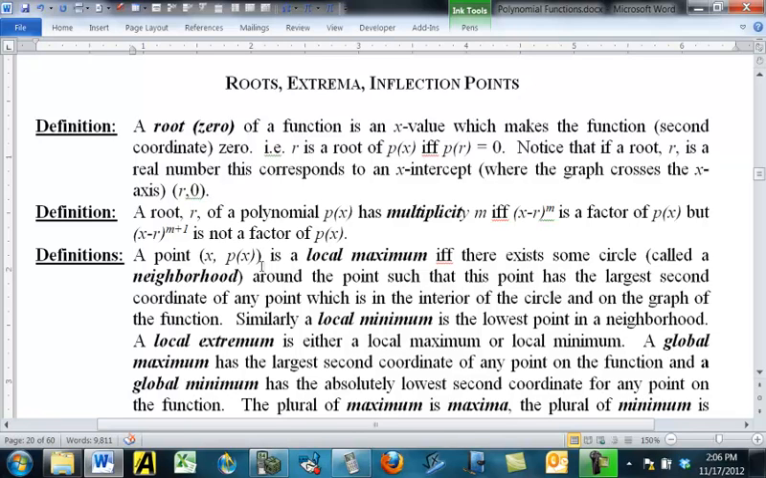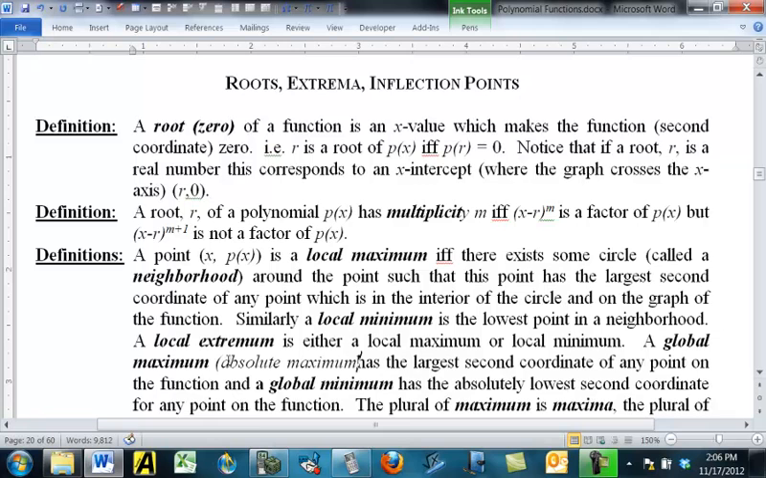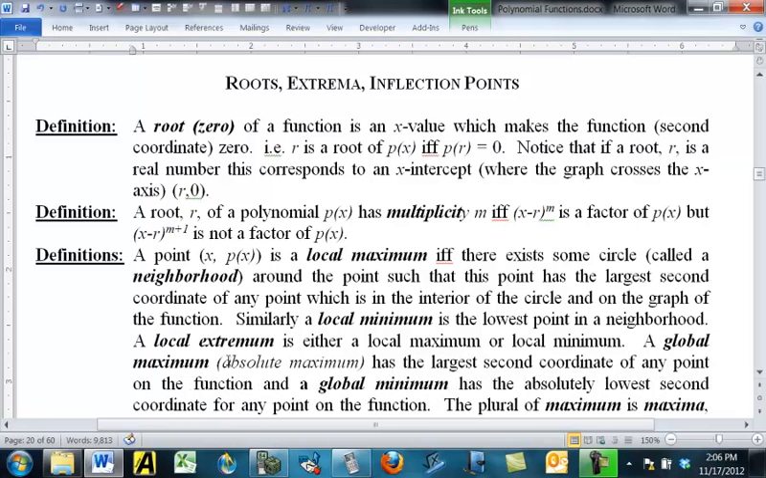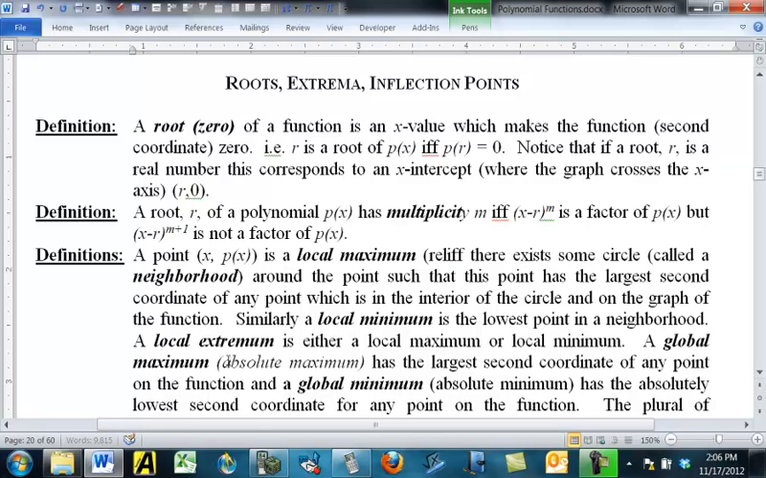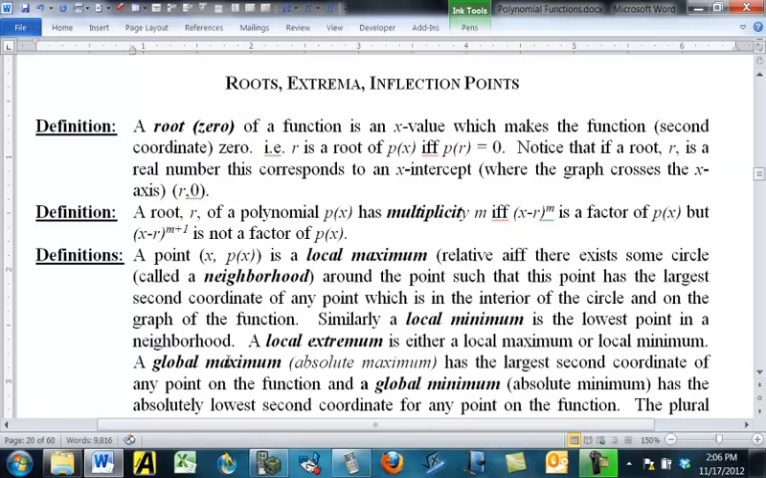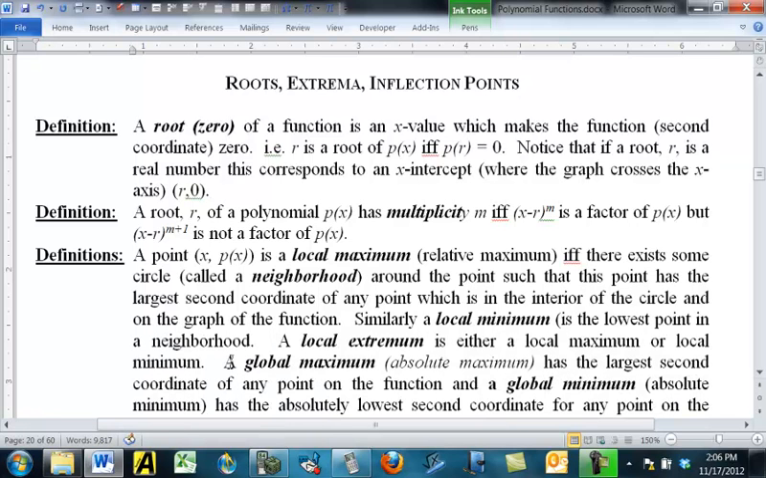Okay? Instead of global maximum, you might say absolute maximum. We use that terminology sometimes as well. And same way for global minimum. That might be an absolute minimum. And you can also talk about, if you use absolute, then you'll probably use the word relative up here. So you'd say relative maximum here, and relative minimum, and you could say local would be a relative.